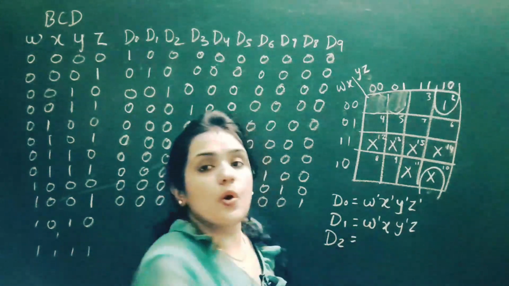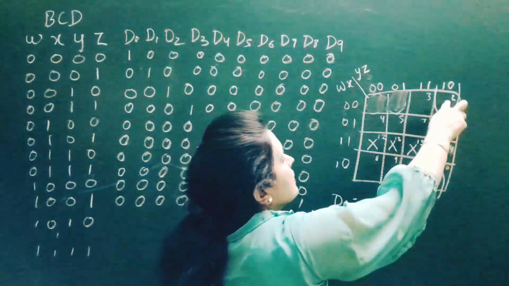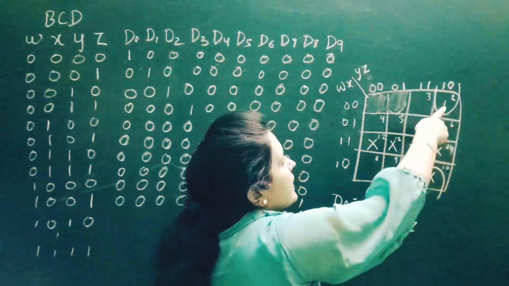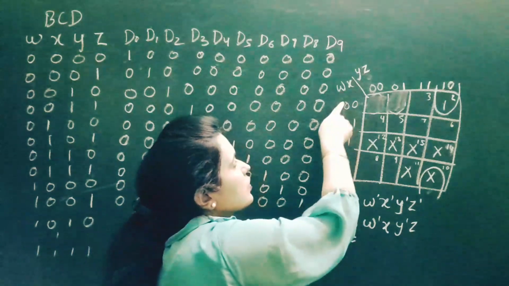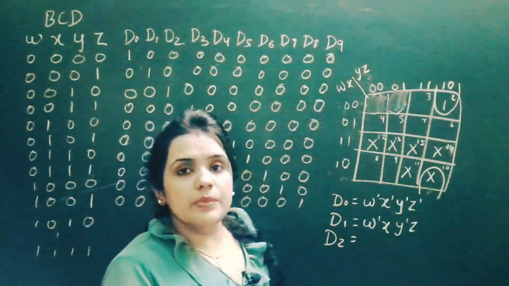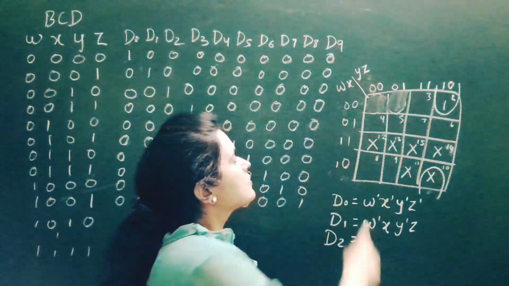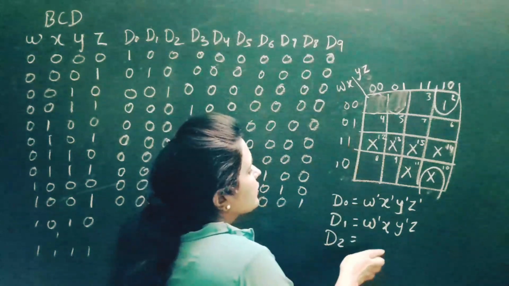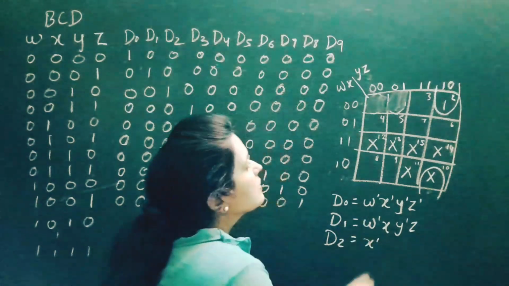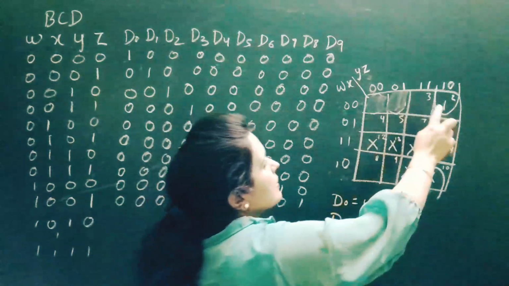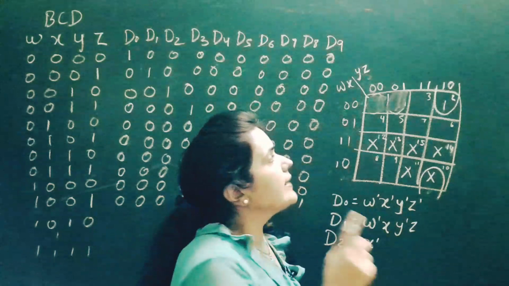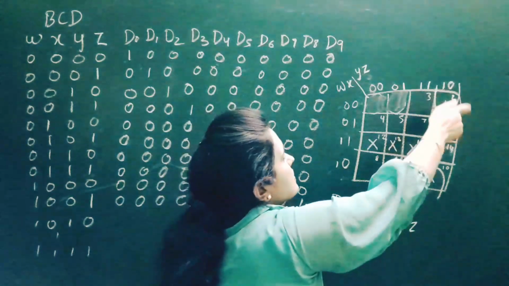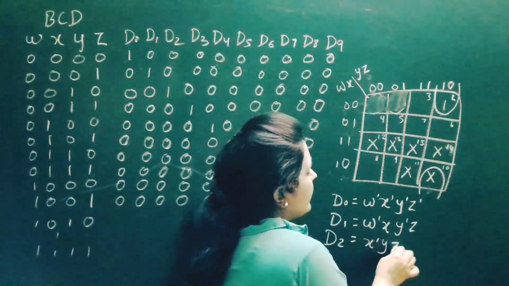What will be the expression corresponding to D2? This group falls in these 2 rows, and in these 2 rows the value of w is changing, so we eliminate it. But the value of x is fixed, it is 0, so we write the complement of x. This group falls in this column, and in this column the values of y and z are fixed, 1 and 0. So y and the complement of z.